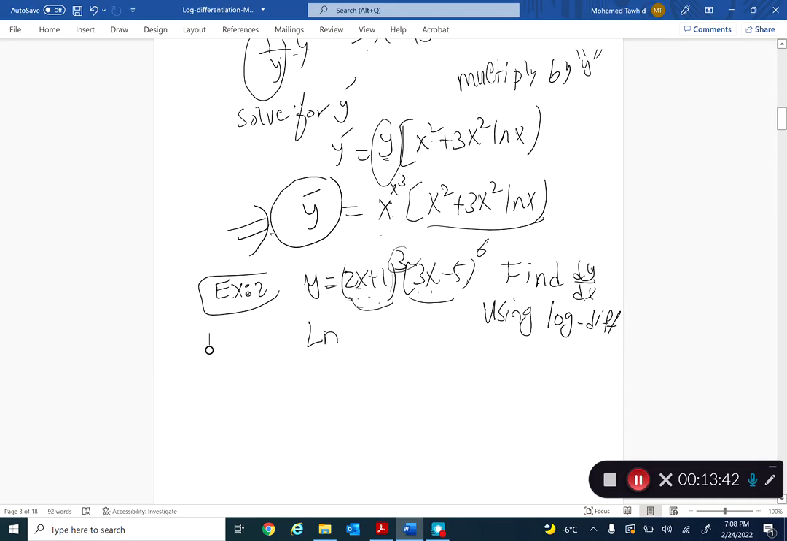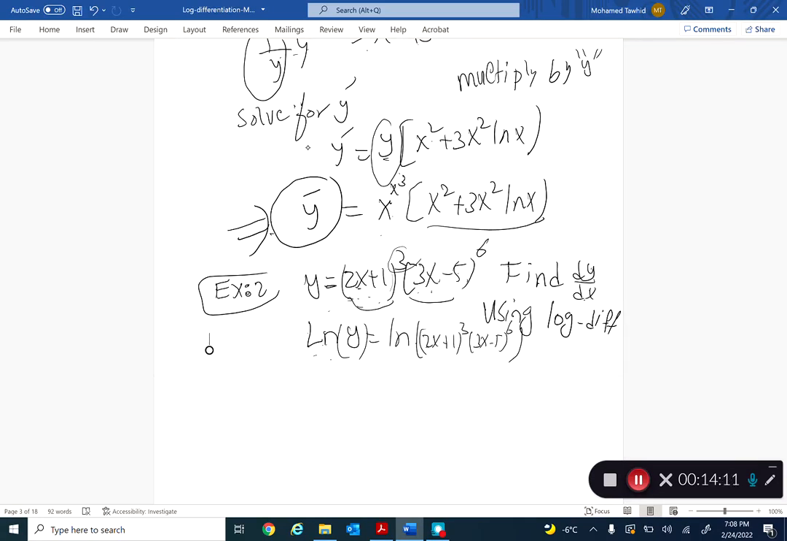Which is, take the derivative of both sides. I'm taking ln of both sides. So what you have here, 2x plus 1 to the power 3, and here 3x minus 5 to the power 6. I'm taking ln of both sides. That is step number 1. Remember those 5 steps. Step number 1, take log of both sides. Step number 2, I have to use law of log to simplify.